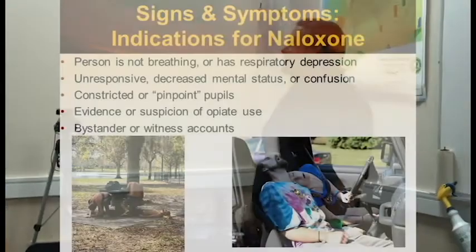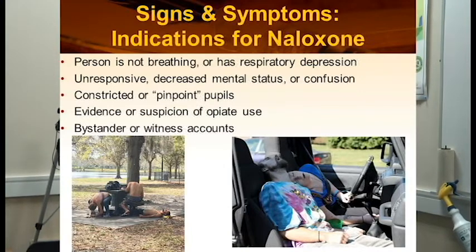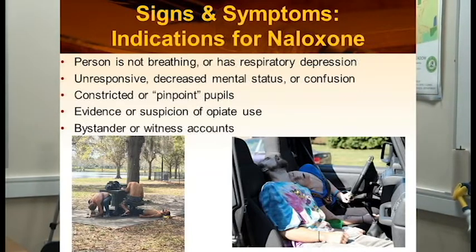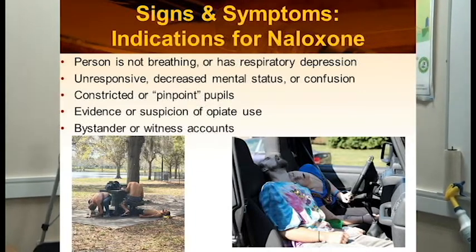Signs and symptoms. These are some pictures I pulled off online, and I apologize for being graphic, but I think that people need to see the image of this. I found people personally in the car.